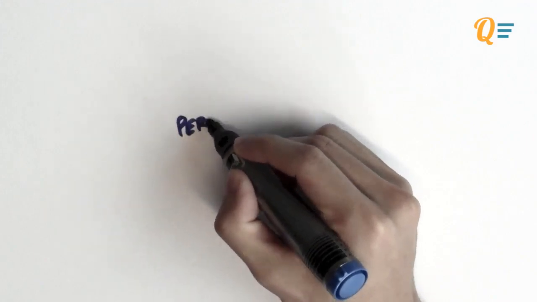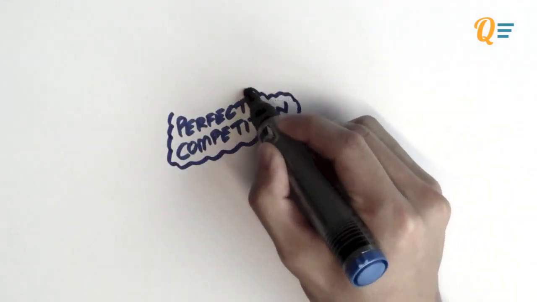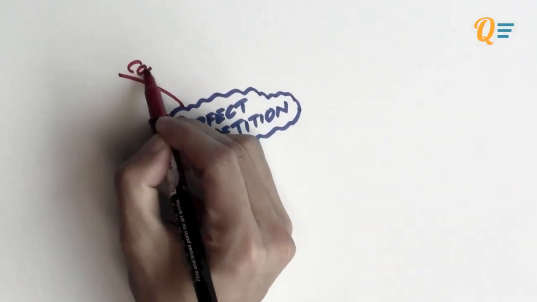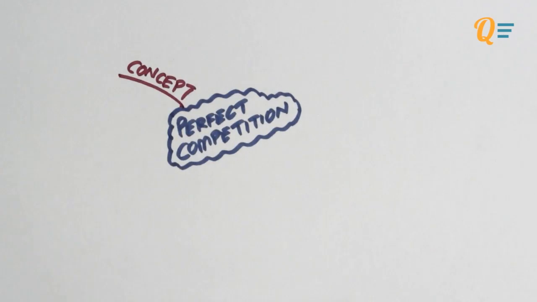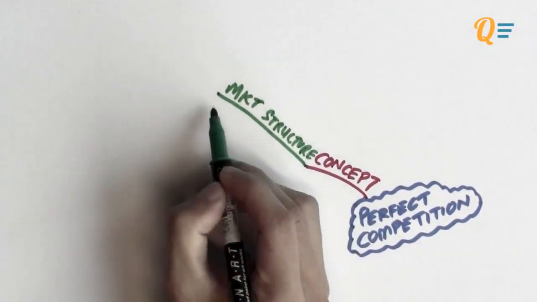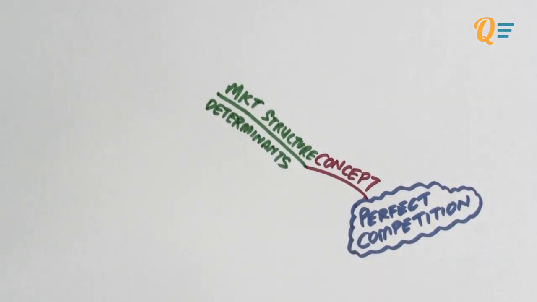In this video, we take a 180-degree turn from the previous video on monopoly, and we're going to talk about perfect competition. Perfect competition is on the other extreme end compared to monopolists on the market structure spectrum. So, let's talk about the basic concept of perfect competition, and let's look at the market structure determinants.